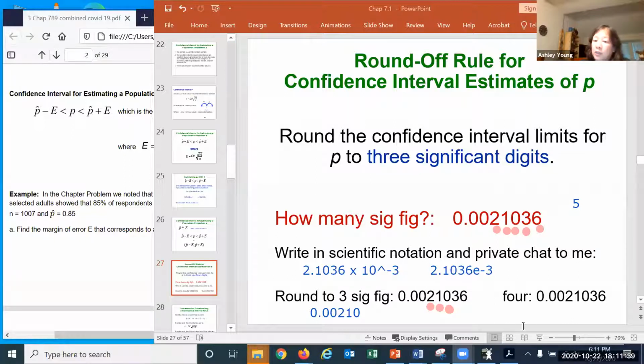Again, you're going to go down to your first non-zero number. So here's the first non-zero, and you're going to start counting 1, 2, 3, 4. Then you're going to look at the next one, which is the 6. I'm going to round up because it's 5 or more. So I'm going to end up with 0.002104. Good.